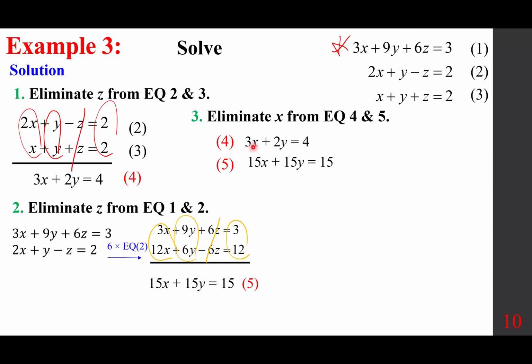And if you want to get rid of the x, you multiply by negative 5 because this is 15x. If you want to get rid of the y, you have to multiply this one by 15 and this one by 2, one of them negative. So it's better to get rid of the x so you don't have to multiply both of them. The first equation we multiply by negative 5. So we just write this second one, which is equation number 5. This one, when we multiply by negative 5, we get negative 15x minus 10y equals negative 20.